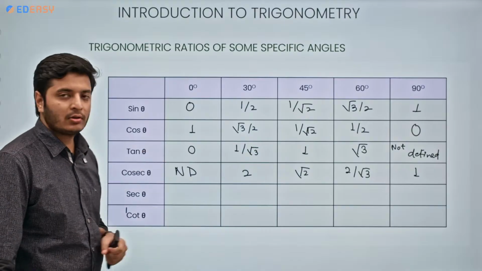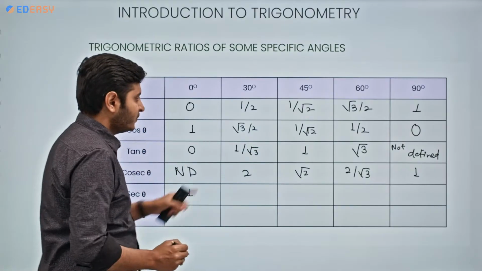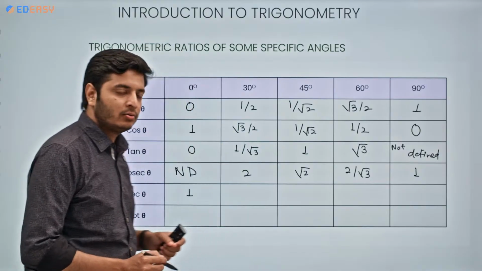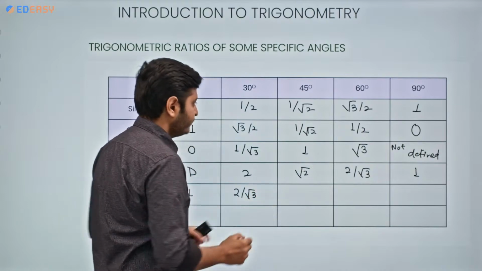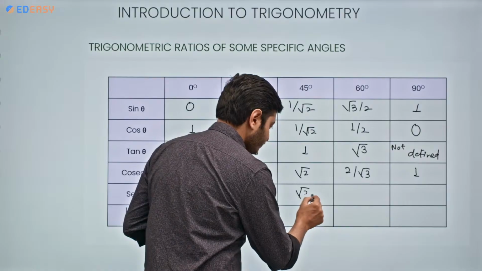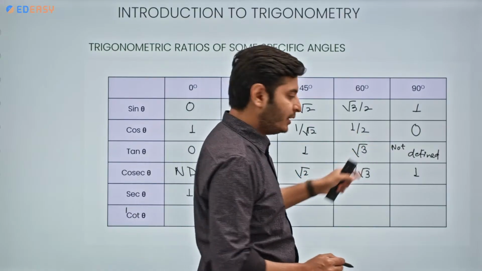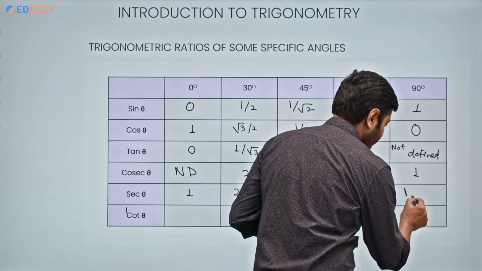Secant theta is the reciprocal of cos theta. So 1 by 1 is 1. 1 by root 3 by 2 is 2 by root 3. 1 by root 2 is root 2. 1 by 1 by 2 is 2. And 1 by 0, not defined.